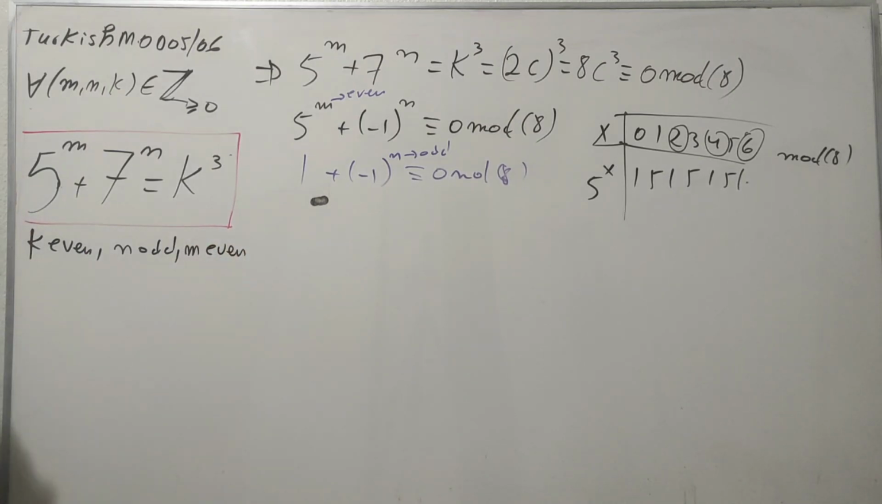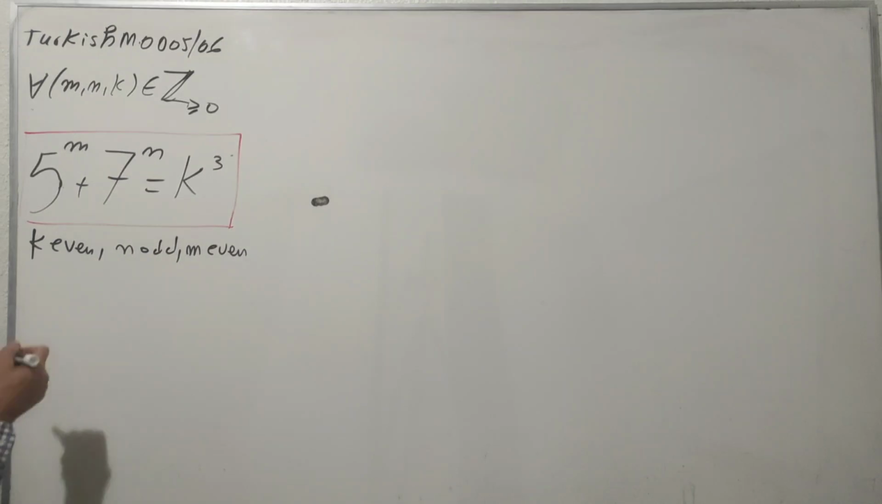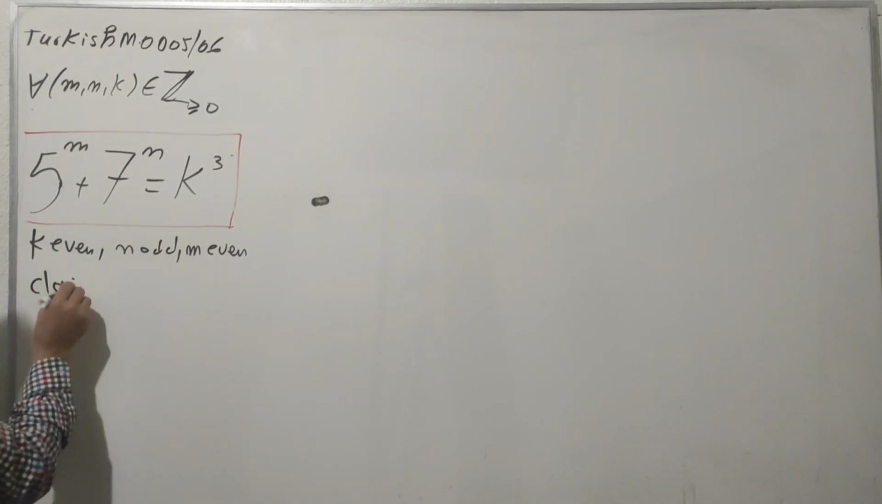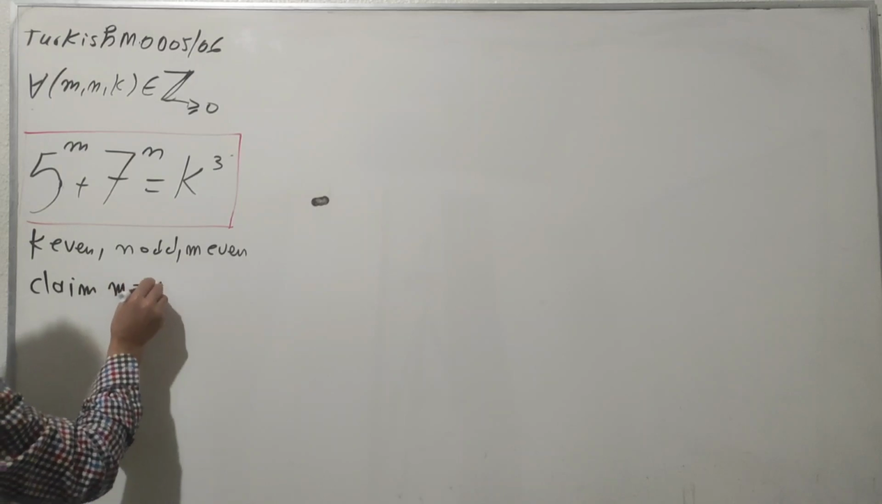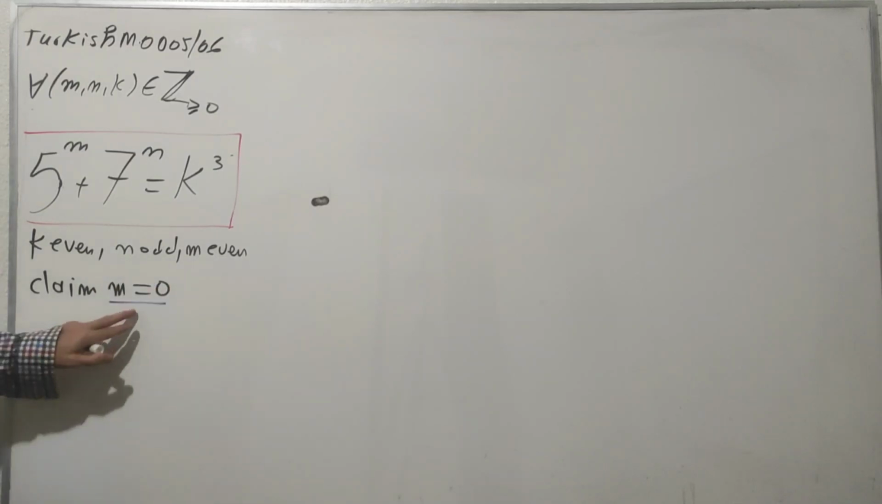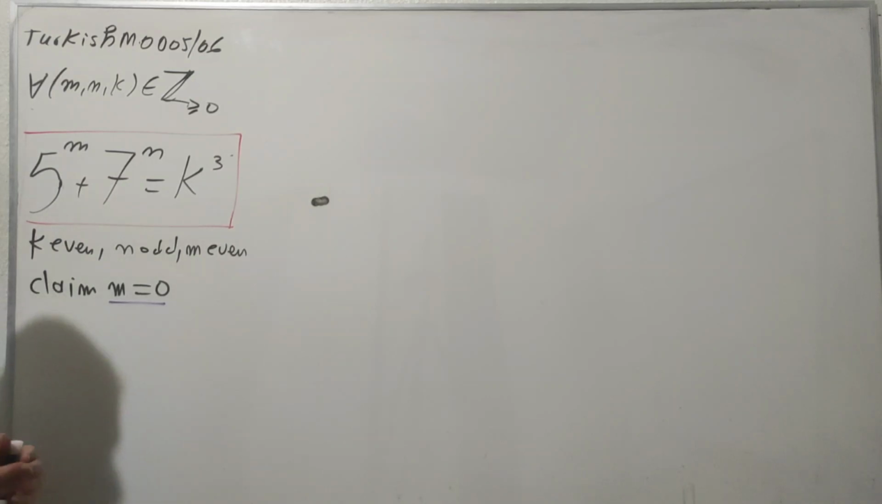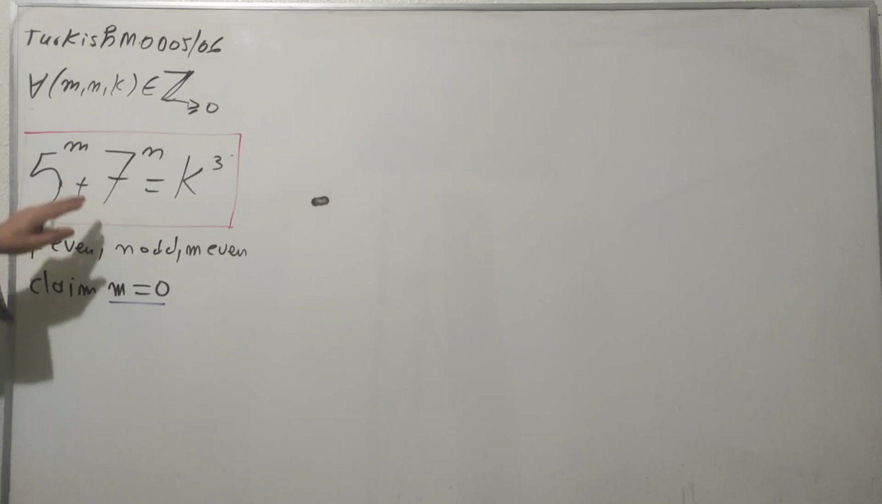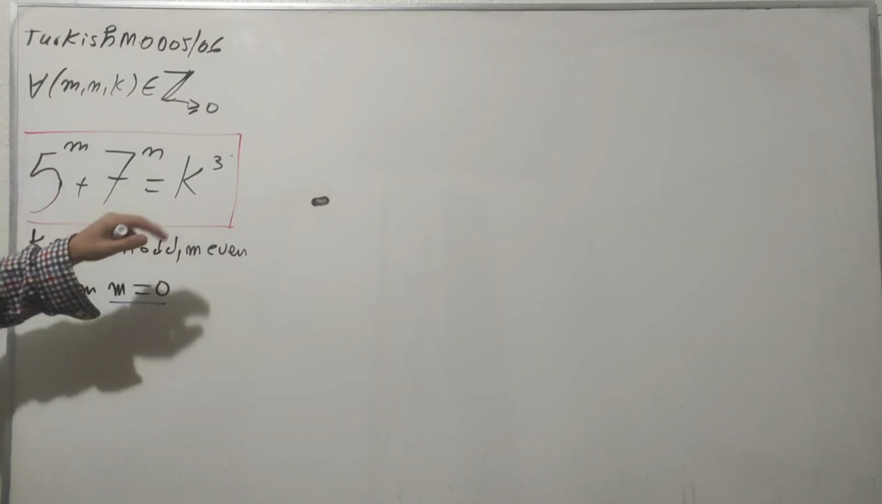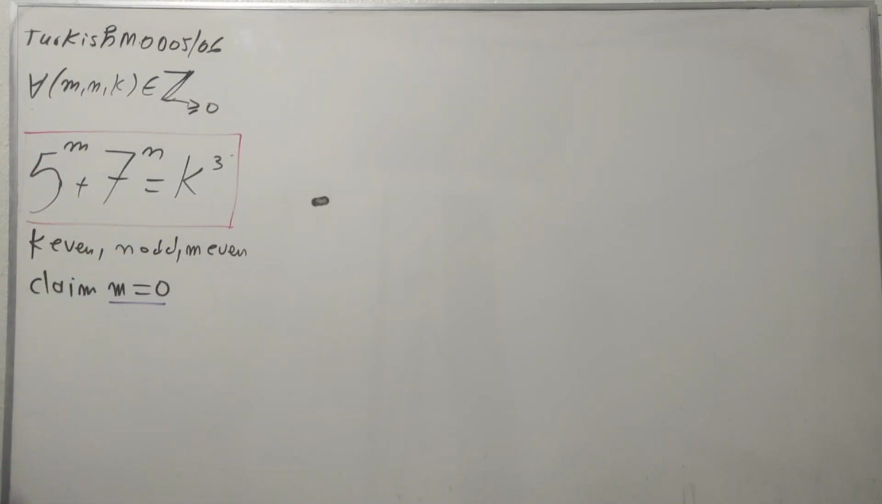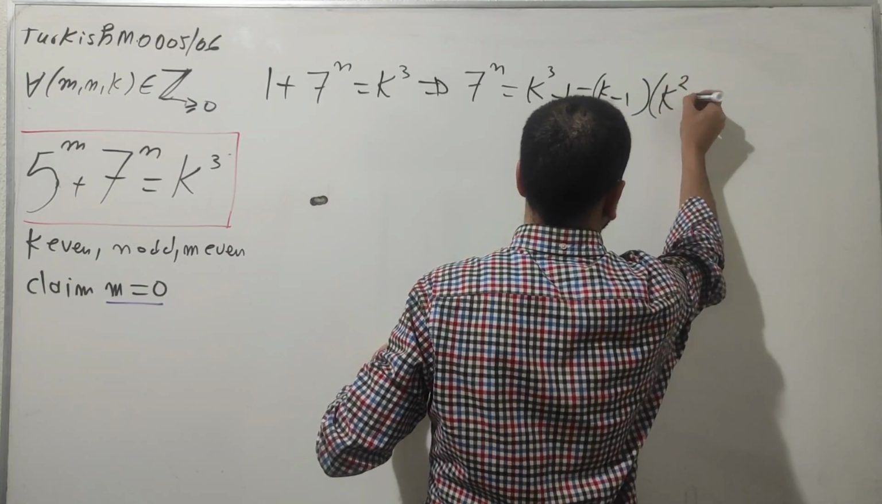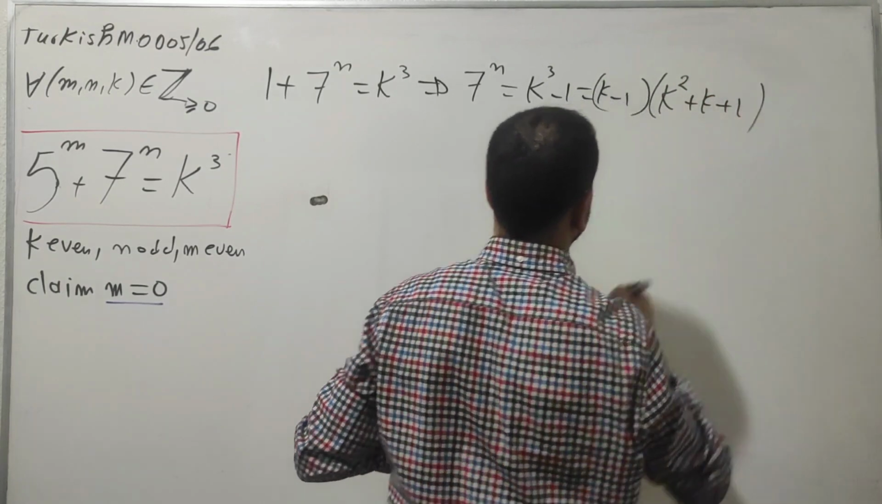It's more clear. Now let's get rid of this one and move on to the next step. In this step, let's claim m equals 0. I'm not going to prove it now; I'm going to leave the proof to the end because it is going to be a longer part. So now I'm going to take this value and insert it back into this one and solve our equation easily: k squared plus k plus 1, like this.